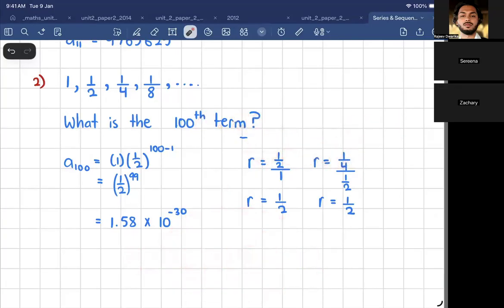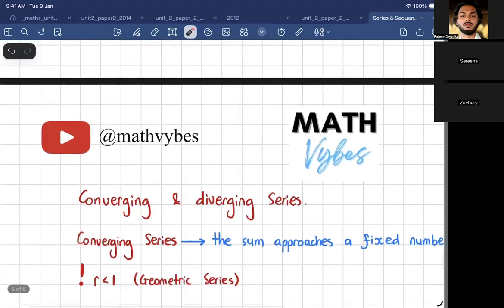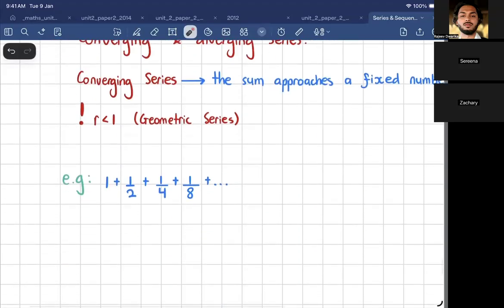So what I'm trying to say, Serena and Zachary, is that anytime you have a fraction as your common ratio, it's going to create a convergent series, meaning that your values are just going to get so small that it's not going to affect the final sum.